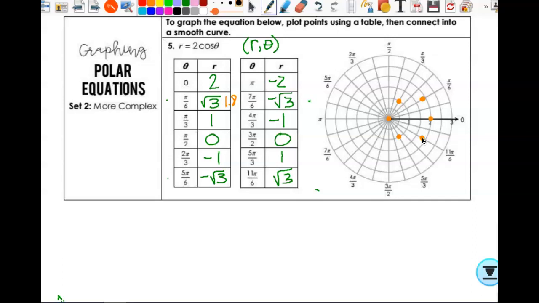I've made my way all the way around the circle because remember, if you want to get all of the cosine values, you only go from 0 to pi. That's pretty much what we did. So we're good. So what is this thing going to graph?